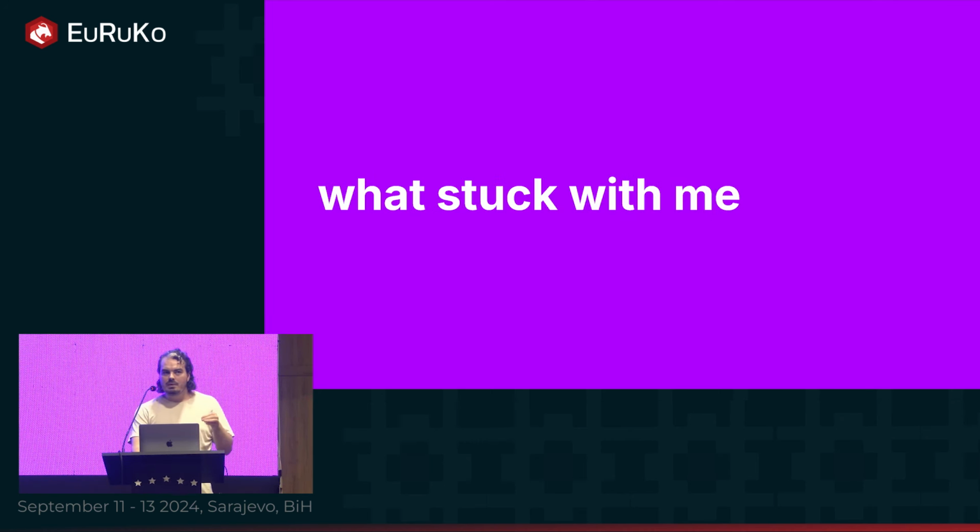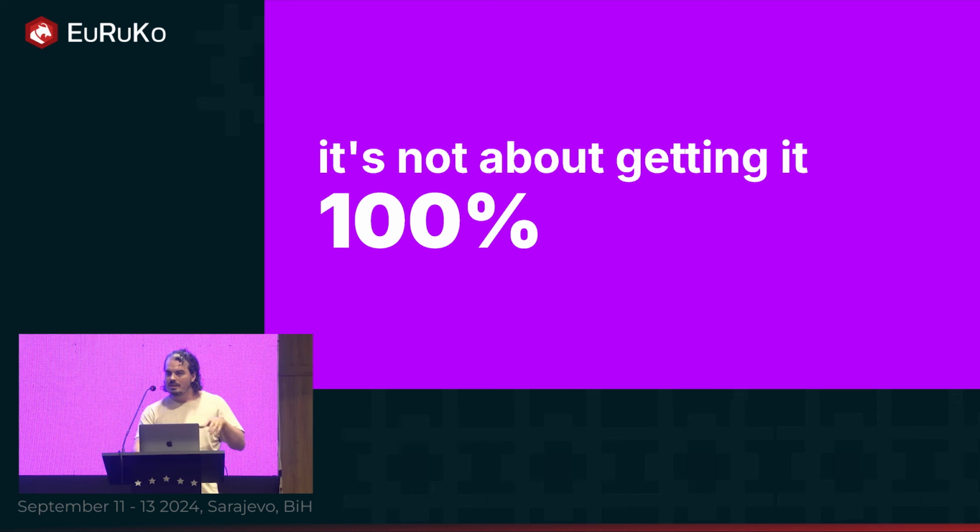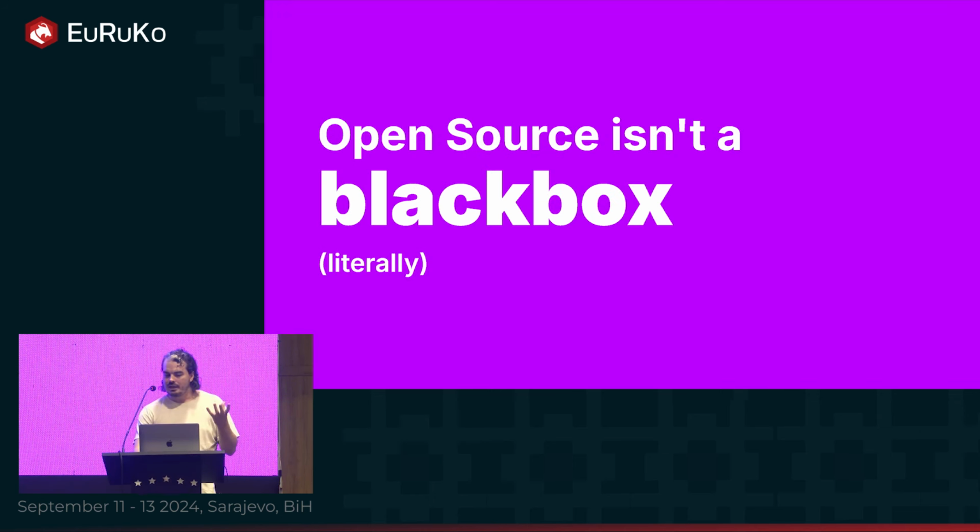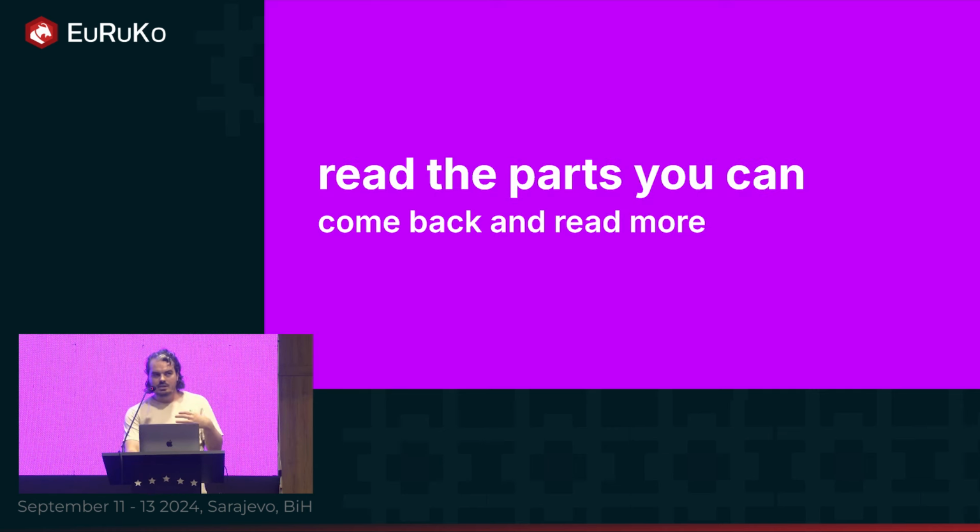And what stuck with me from doing this was that it's not about getting it 100%. Really, it's about taking advantage of the fact that open source isn't a black box. Quite literally, you can open up and start reading the source. So I suggest just reading the parts you can, and then you want to come back and read more, or go read something else. And what you've learned from that then helps you read the other part. And all of this stuff helps you read what you do in your everyday, so it makes that code easier as well. So it's less of a potential lift, if you will.